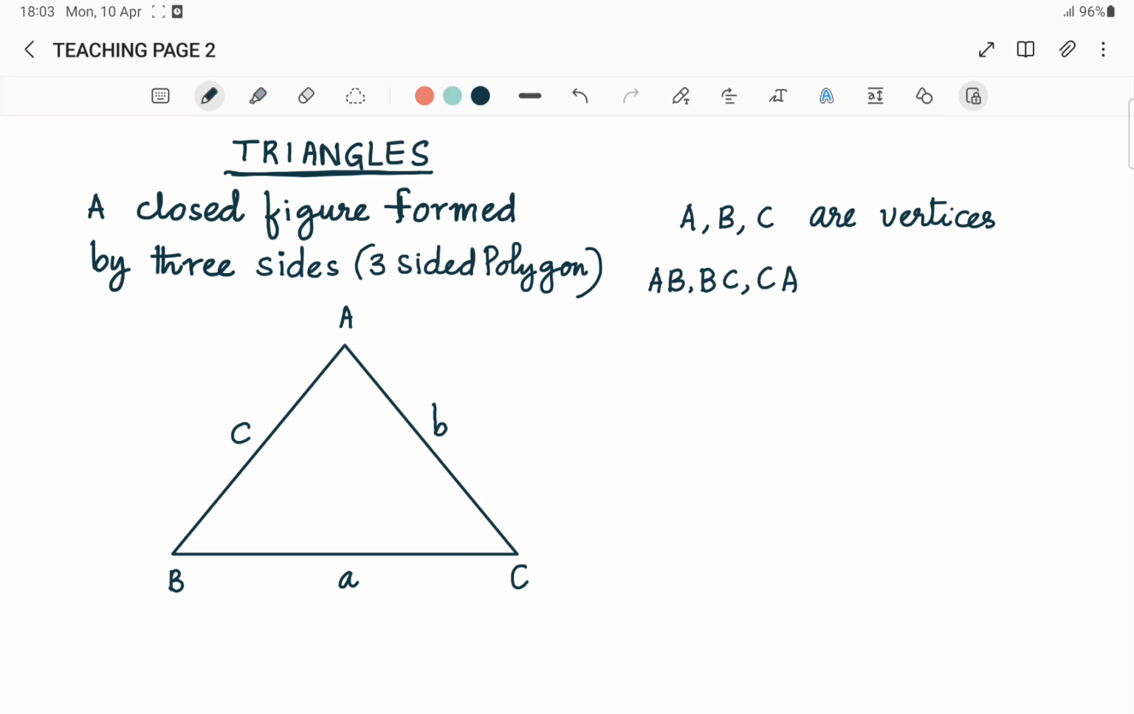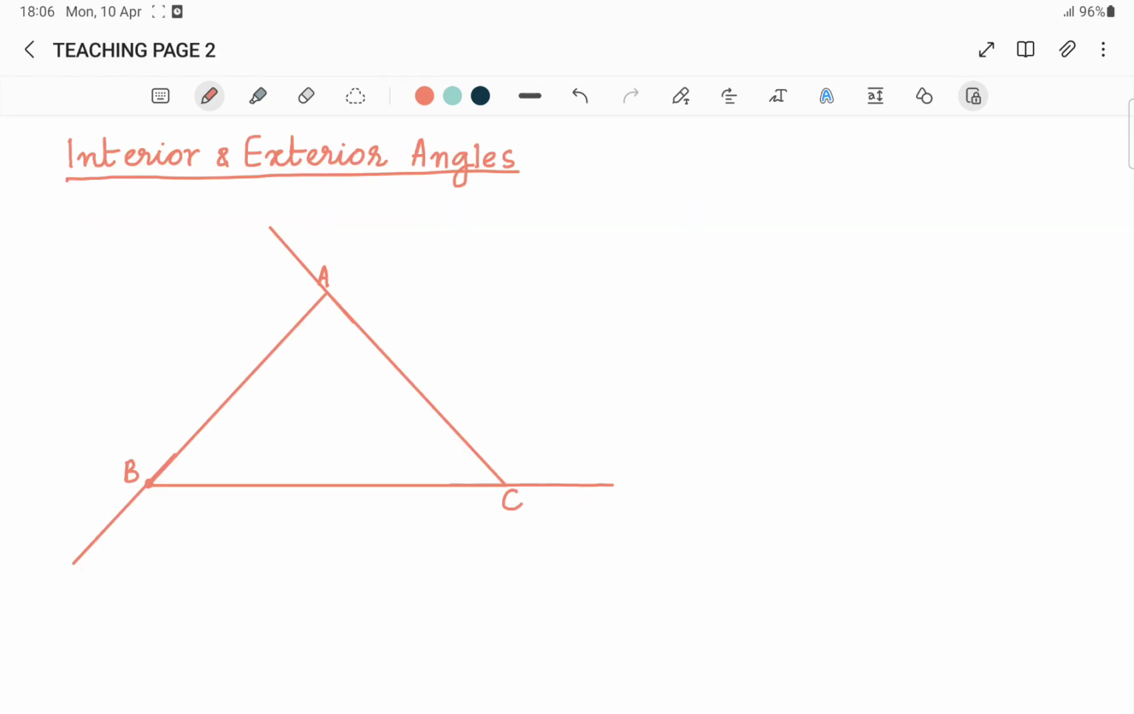Okay, now we will discuss exterior and interior angles of a triangle. How to draw exterior and interior angles of a triangle. So here in this figure, triangle ABC, angle 1, angle 2, angle 3 are interior angles. When you extend AB, BC and CA, the angles formed are called exterior angles.